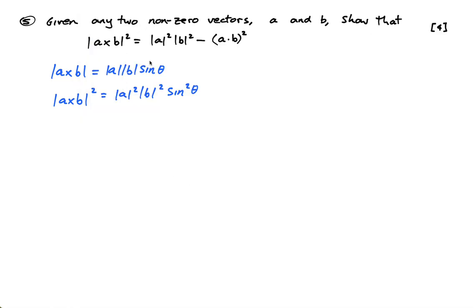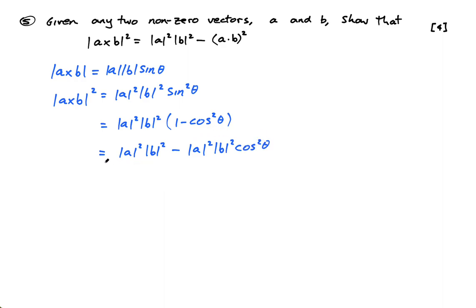Now, the fact that it's squared, we know that we can turn sine squared into cos squared. So this is actually equal to |a| squared |b| squared, and this sine squared is 1 minus cos squared theta. And if I multiply this out, I get |a| squared |b| squared times 1 minus this times cos squared minus this times this times cos squared theta.